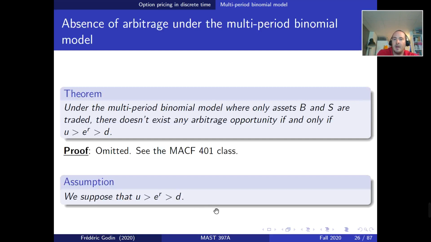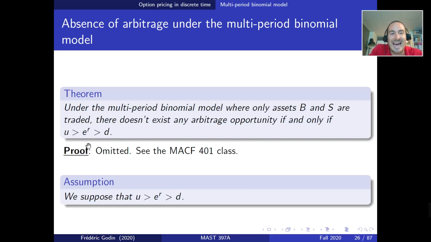Okay, so again, in this multi-period model, we might be wondering what are the values for U, D, and R which would make sense. And by making sense, I mean what are the values which would preclude the presence of arbitrage, or which would cause the presence of arbitrage opportunities. Okay, so it's possible to show that for the multi-period framework, there are no arbitrage opportunities if and only if U is greater than exponential of R, which is greater than D.